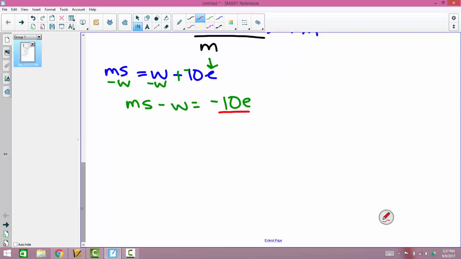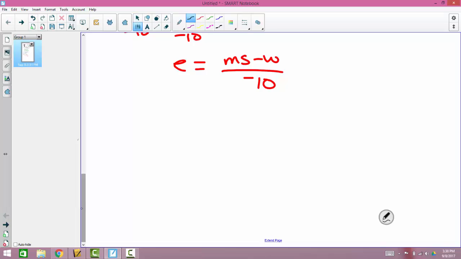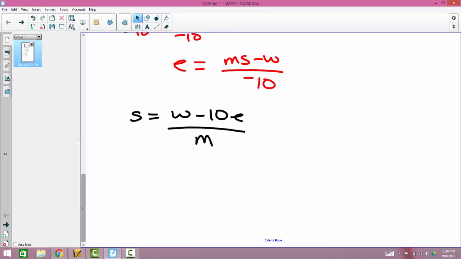And then to get the E alone, you would divide by negative 10. You could divide the whole thing by negative 10. That's one option. Or you could divide each individual thing by negative 10. It means the same exact thing. So our equation is E equals MS minus W over negative 10. I'm going to rewrite that same exact equation. And we're going to try to solve for m.